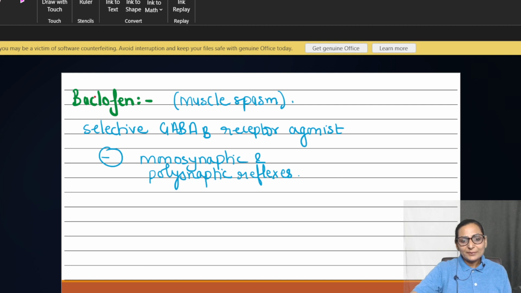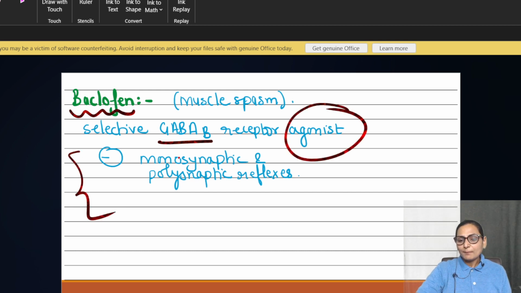Now very interestingly, baclofen, a very common drug which we take for muscle spasm. It is also a kind of muscle relaxant which simply acts on the GABA B receptor. It is a GABA B receptor agonist, and remember, both poly and monosynaptic reflexes can be inhibited. It is a very strong and effective muscle relaxant.